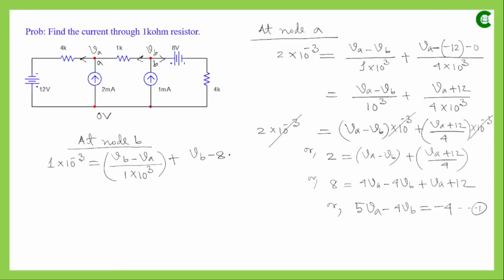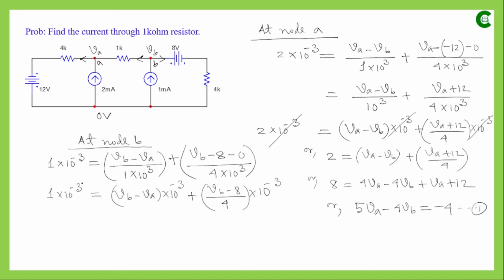and then the potential of this point, which is at ground potential, so (VB minus 8 minus 0) divided by the resistance value, which is 4 kilo ohms, so 4 into 10 to the power 3. Next we have to simplify this. 10 to the power minus 3 is a common factor, so we can cancel it from both sides.